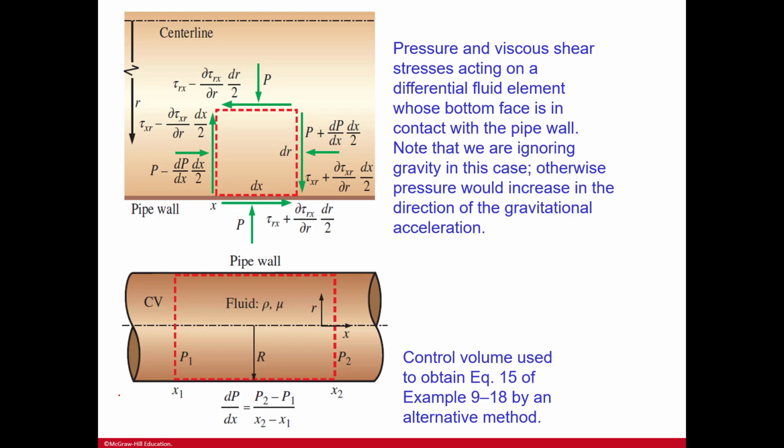Note that we are ignoring gravity in this case, so that's a good assumption or note when you're solving yours. You're ignoring gravity in this case, otherwise pressure would increase in the direction of the gravitational acceleration because that force would be applied. Control volume used to obtain 9-15, and then example 9-18 by an alternative method.